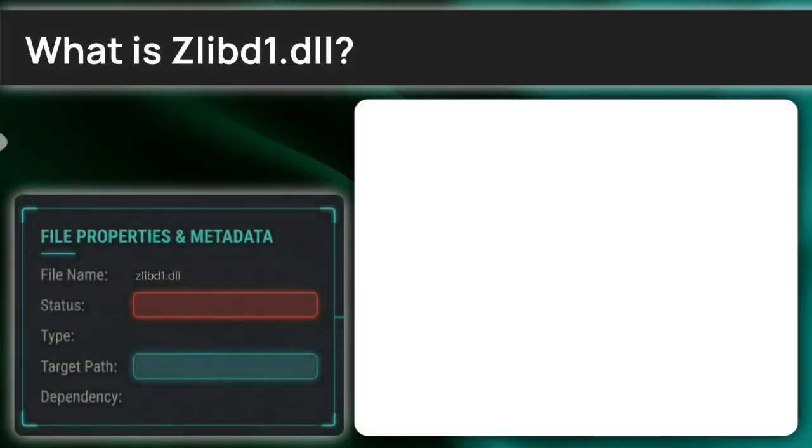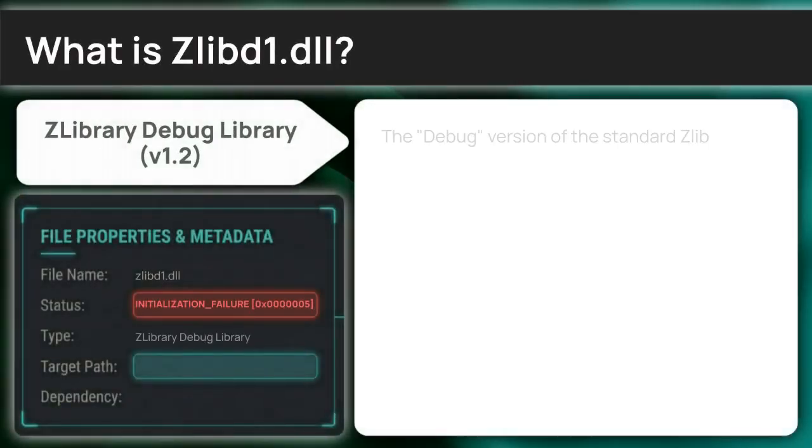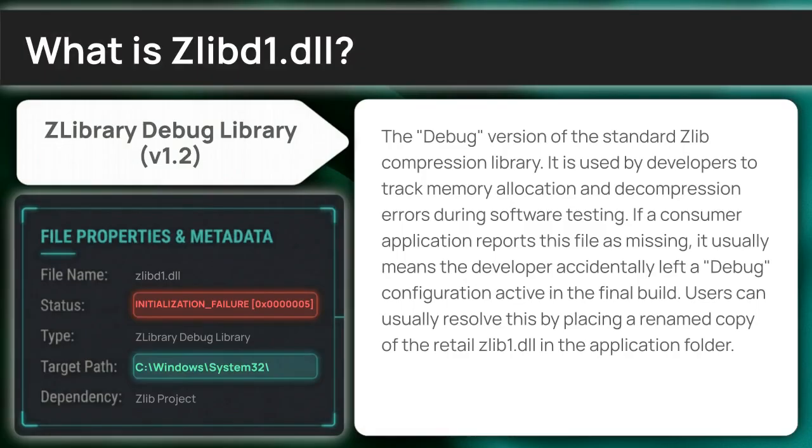This is the zlibd1 module, the debug version of the standard Zlib compression library. It is used by developers to track memory allocation and decompression errors during software testing. If a consumer application reports this file is missing, it usually means the developer accidentally left a debug configuration active in the final build. Users can usually resolve this by placing a renamed copy of the retail zlib1.dll in the application folder. With that background out of the way, here is how we actually restore the missing component.